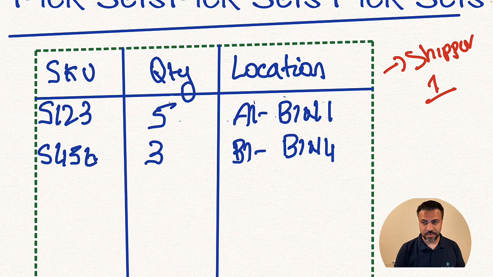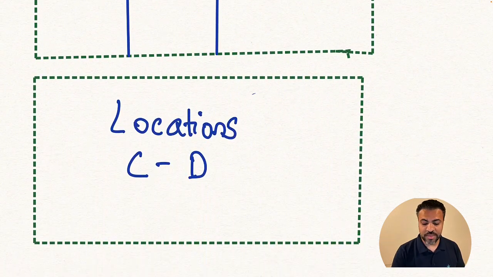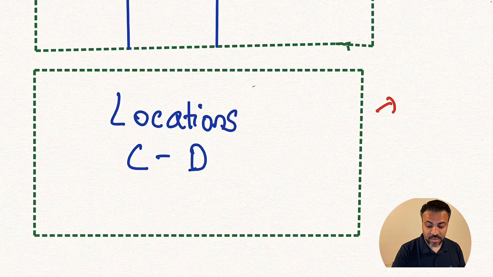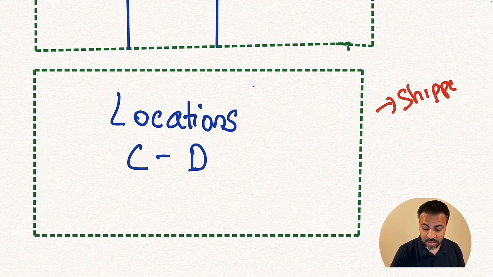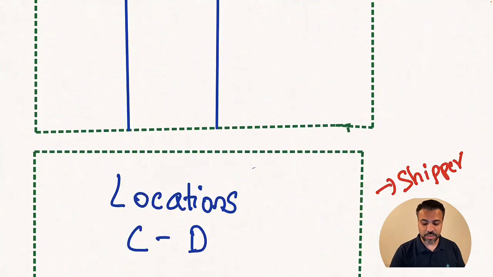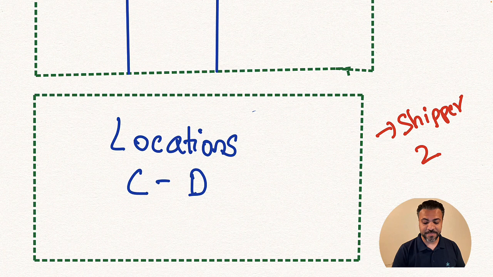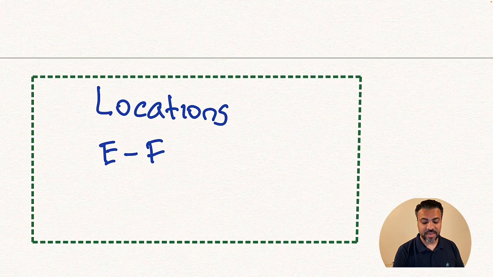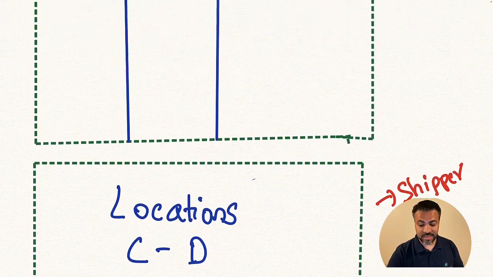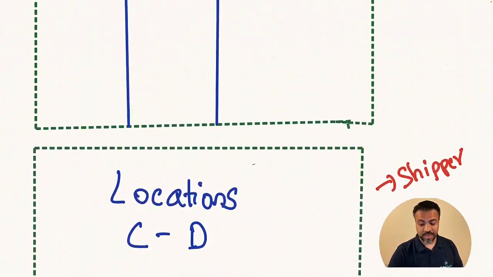This will go to shipper 2. Shipper 2 has all the items located in C and D. This meets our objective, which is that the shippers should not run into each other when they're picking items. Because they're in separate locations, they will not run into each other anymore. Same thing with shipper 3. He has items that are located in E and F. So you see how this nicely segregates the orders so that the shippers can pick them.